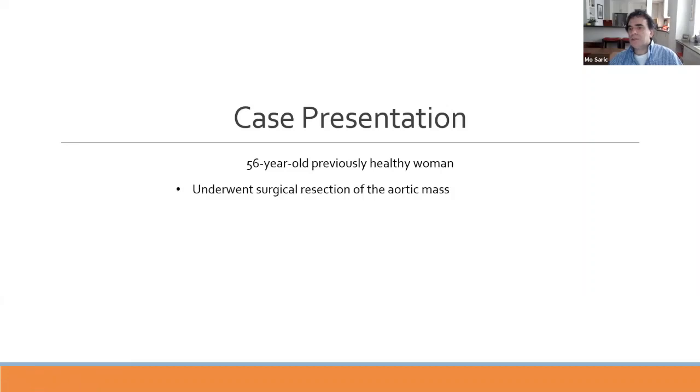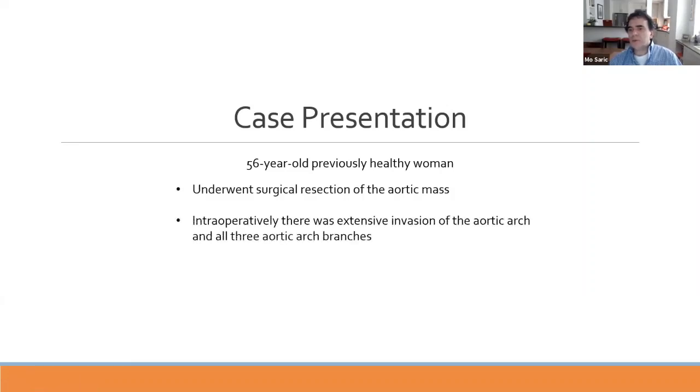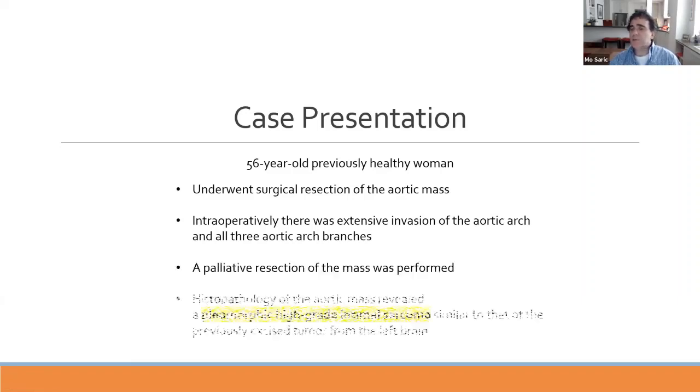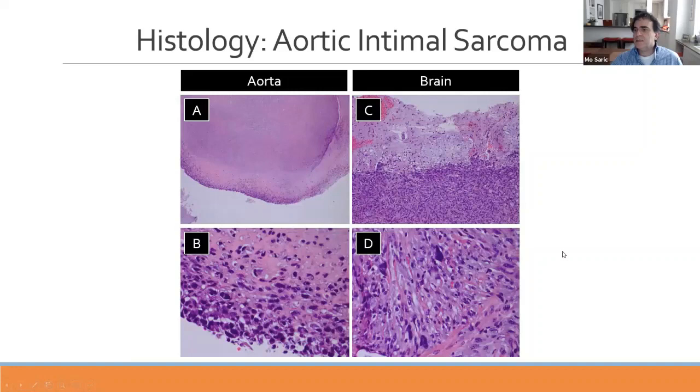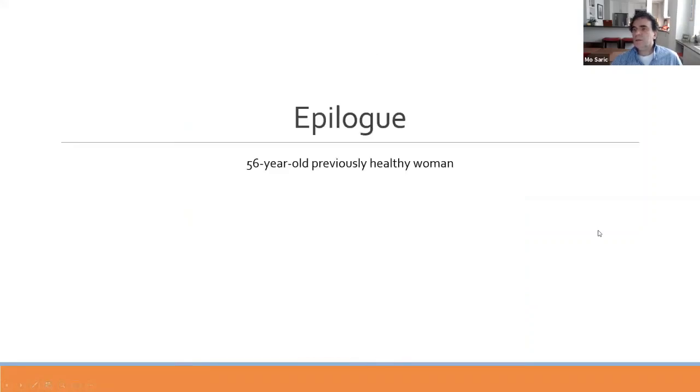She underwent surgical resection of the aortic mass. Intraoperatively, there was extensive invasion of the aortic arch and all three aortic arch branches, and palliative resection of the mass was performed. Histopathology of that mass showed pleomorphic high-grade intimal sarcoma similar to that seen in the brain. So the brain lesion was a metastasis from the aorta. And this is her histology, high-grade sarcoma. It's really a very malignant tumor.